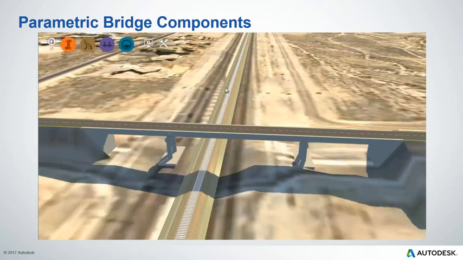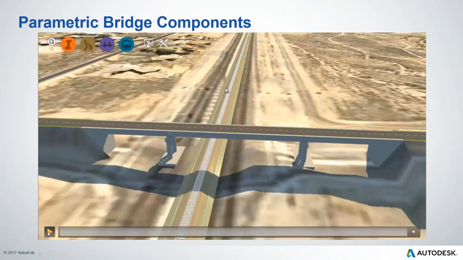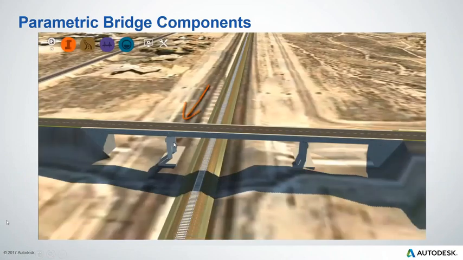Okay, so what do we mean by parametric bridge components? Parametric means that whenever you have a parametric model and you change one of those components, any related components will change or adapt or update automatically. So let's have a look at one of those bridges which were created in InfraWorks.